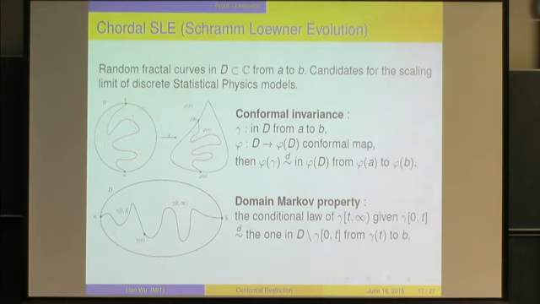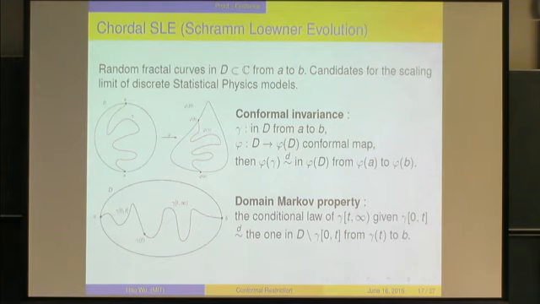So we have already seen it several times in the previous talks. A chordal SLE curve is just a random fractal curve in a simply connected domain from one boundary point to another boundary point. It was introduced by Oded Schramm as the candidate for the scaling limit of discrete models. We can define it as the random curve with the following two properties. First, it satisfies conformal invariance. Suppose this curve is in simply connected domain D from A to B, and phi is a conformal map. Then the image of this curve under phi should have the same law as itself.